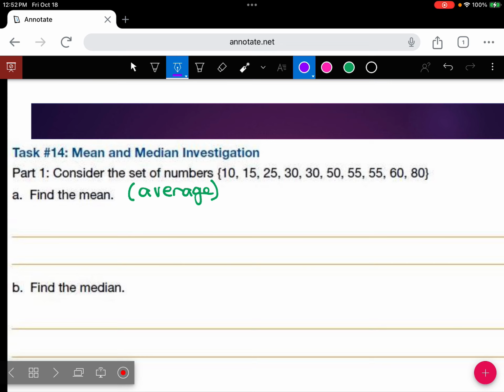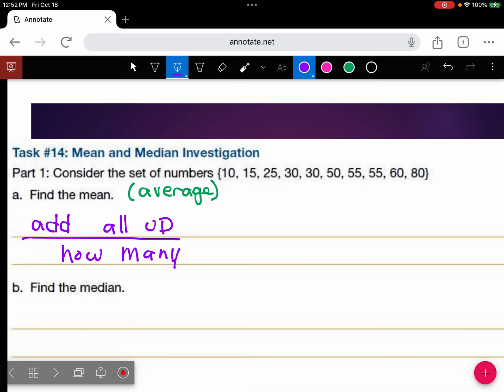Check it again, because that's not right. Still not right. Add them all up. And divide by how many?